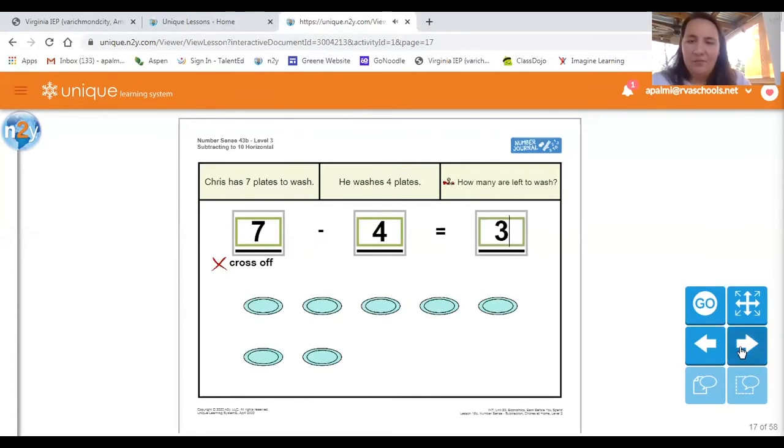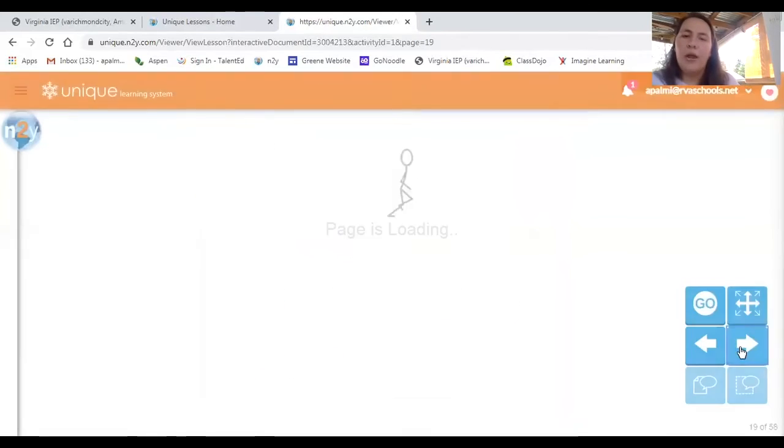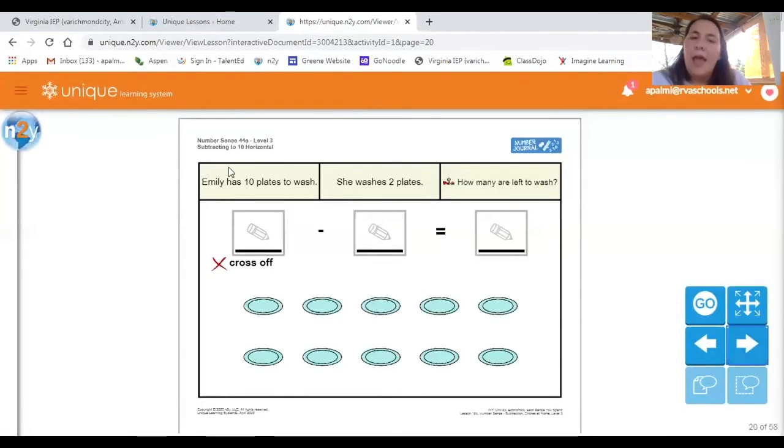Great job. You guys are getting it for sure. Okay, we're going to do 2 more practice. Emily has 10 plates to wash. Ooh, that's a big number to count to. Okay, first remember, we're going to type it in.